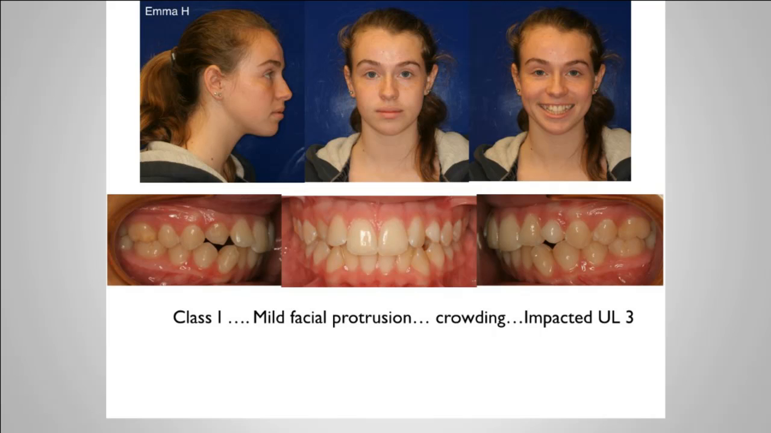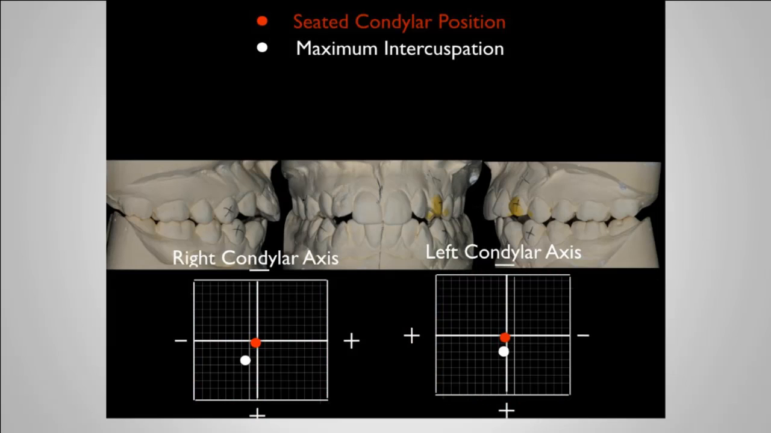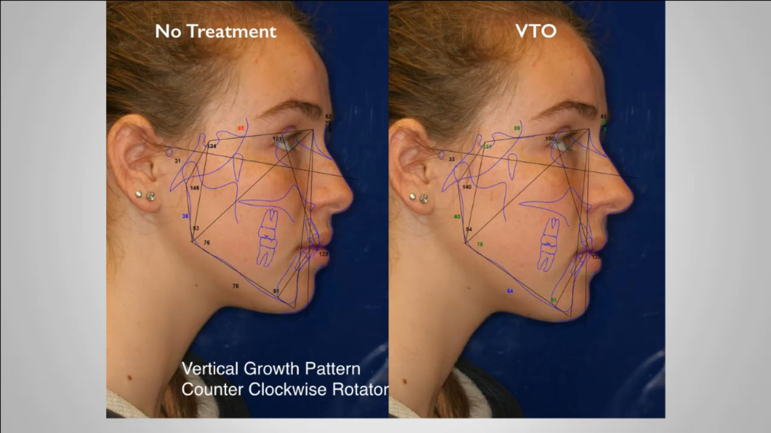Let's take Emma. Class 1, myofascial protrusion. She had an impacted cuspid. She was 14 years of age, and she was interested in speed of treatment. But in addition to that, we looked at her bite. The seated condylar position and maximum intercuspation showed a vertical discrepancy.